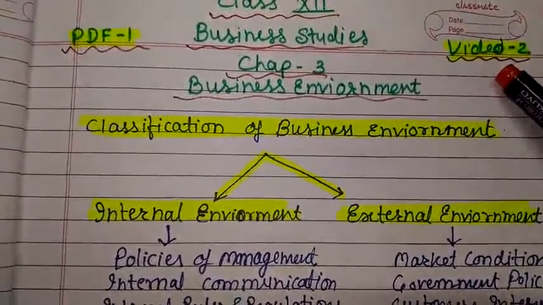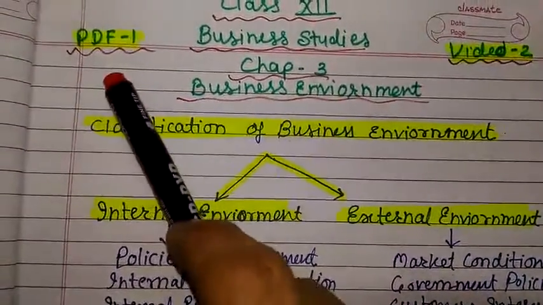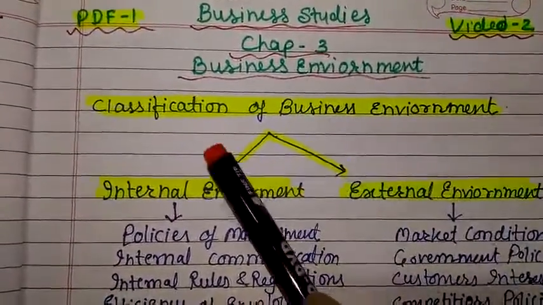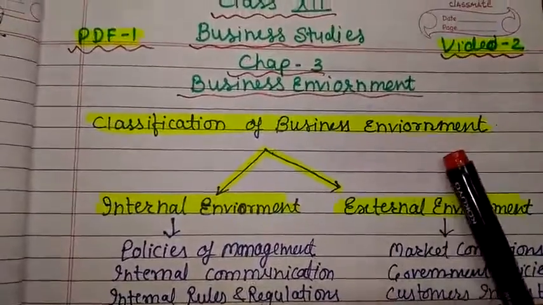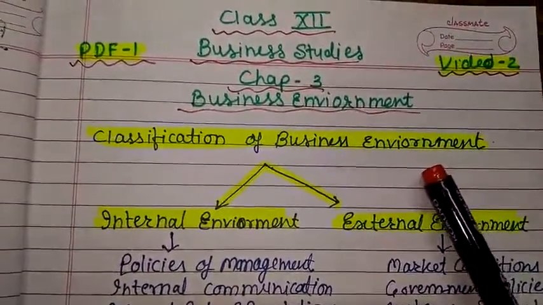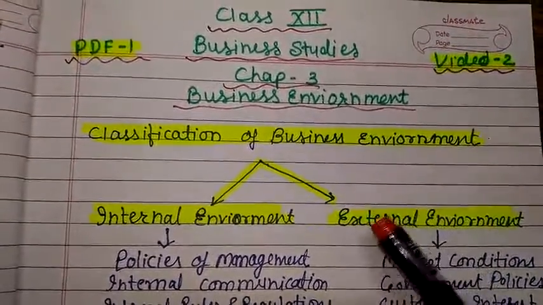Today I am going to explain the Business Studies class 12th chapter 3, that is business environment. This is video 2 of this chapter, which is also given in your PDF 1. First of all, I am going to explain the classification of business environment. Write it down in your copies, because this is not given in the PDF and is given in this video.